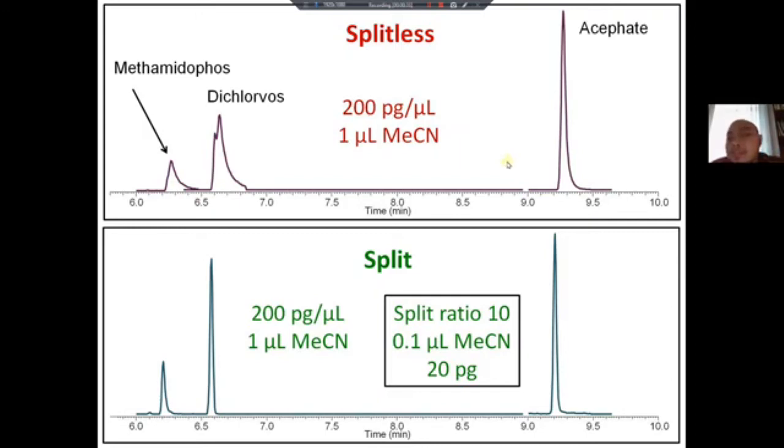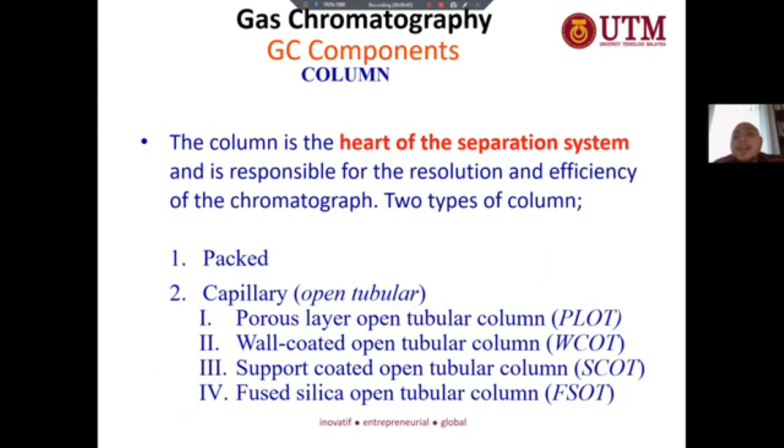Okay, we already learned before this about the basic principle of GC, the basic components of GC, and the injection methods, including split and splitless, when to use and when not to use. So let's look into the next part of the GC components, which is the column.